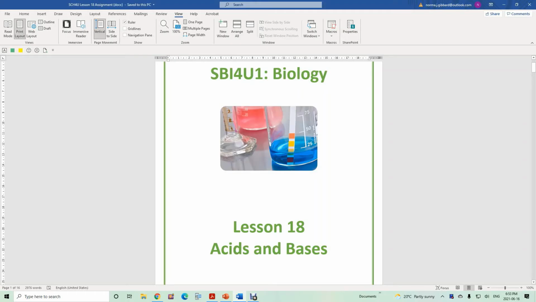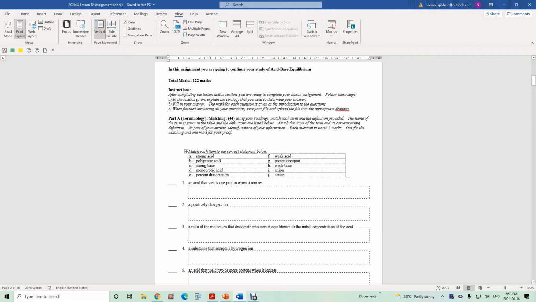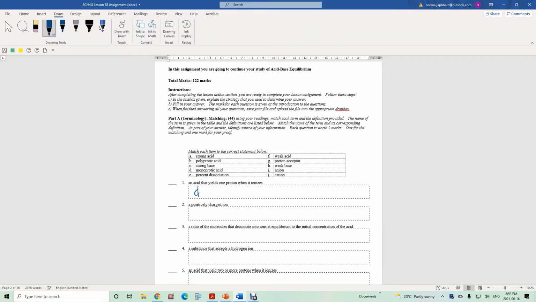SBI 4U Biology, Lesson 18 Answer Solutions, Acids and Bases. Number 1. An acid that yields 1 proton when it ionizes, the answer is D, monoprotic acid.